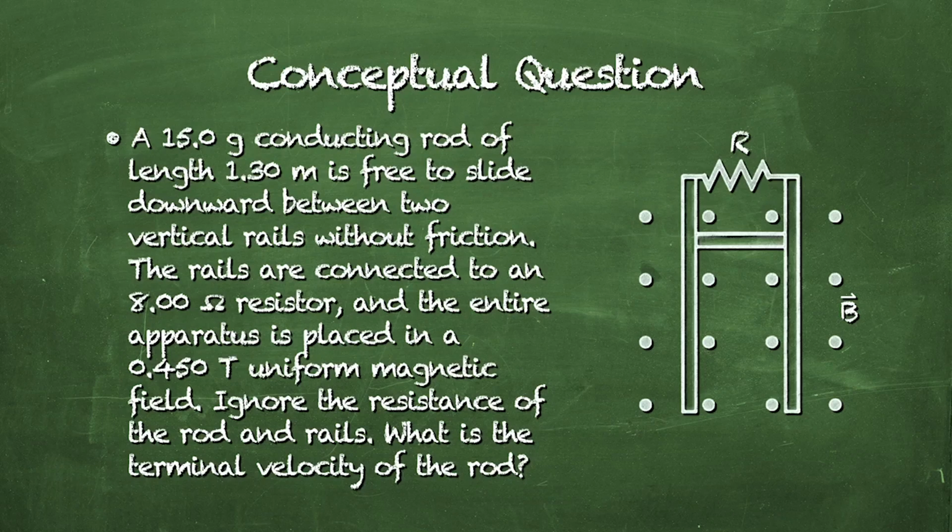Or in other words, what is the speed with which the rod will slide downwards such that the magnetic force on the induced current is equal to the weight of the rod? So that's the real question here. Go ahead and draw your diagram, list your knowns and unknowns, and think about this question.